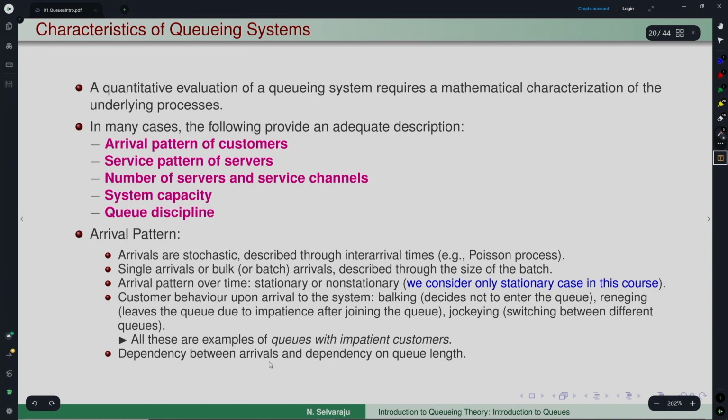Then there could be dependency between arrivals and dependency on queue length. There might be some relationship between the first arrival and the second arrival, or between the first arrival and the 10th arrival. Whether these are completely independent or otherwise, one can have that kind of scenario. For example, internet traffic is known to exhibit some sort of dependency, and likewise in many situations you would find.